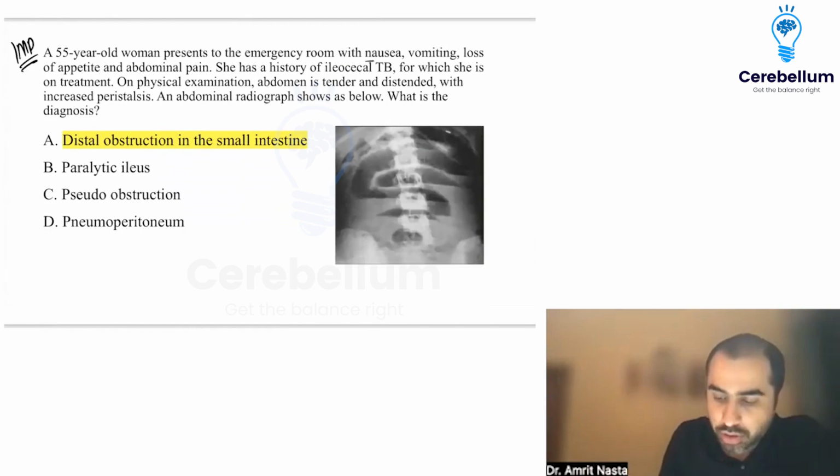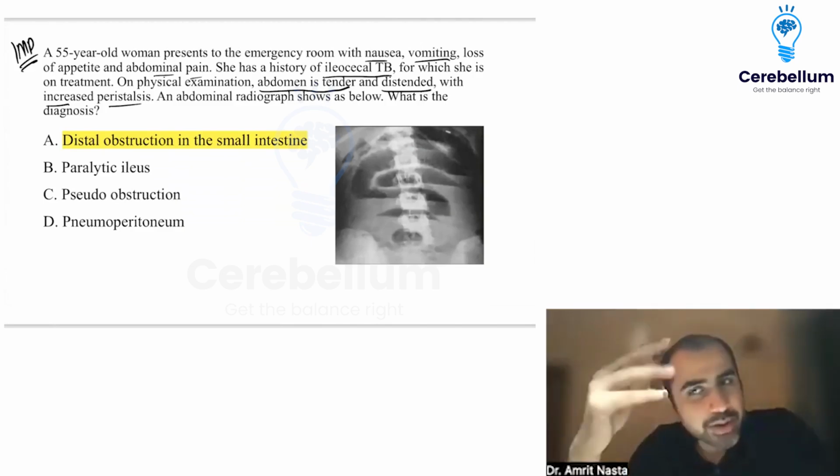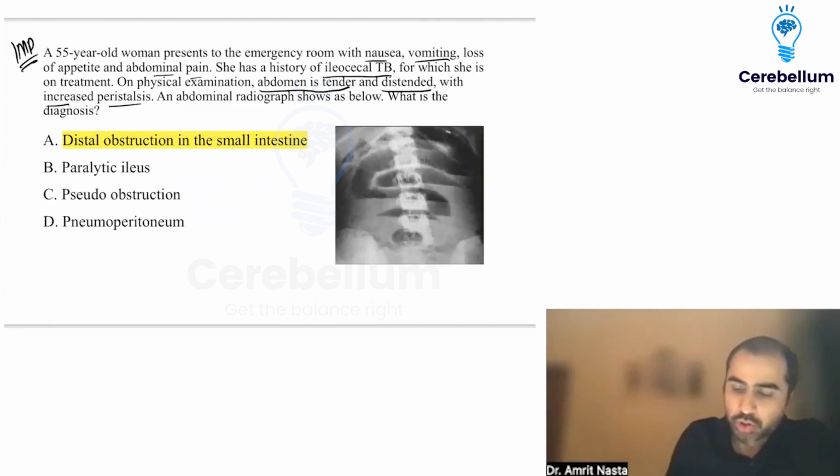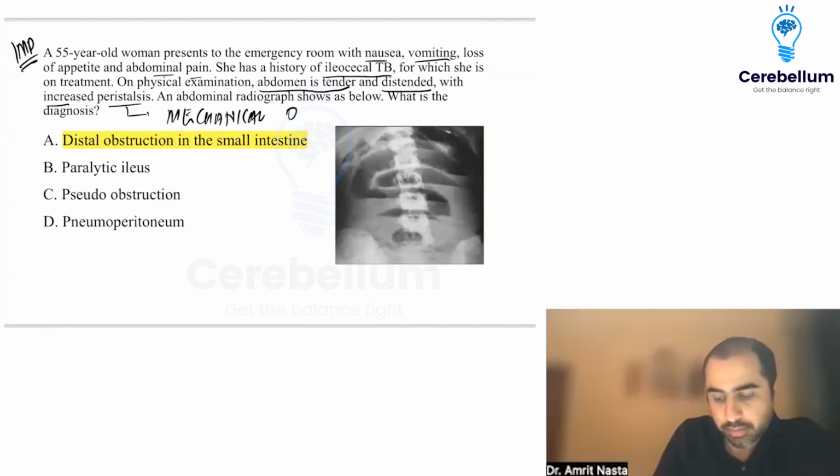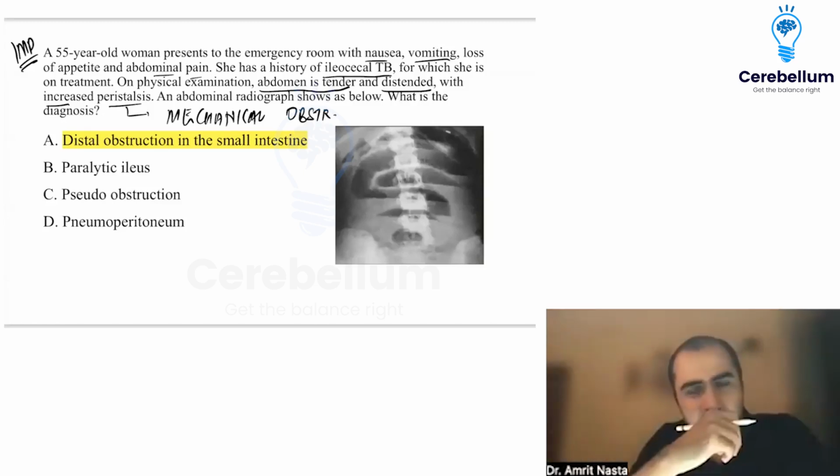Woman presents with nausea, vomiting, loss of appetite, abdominal pain with history of ileocecal TB. Abdomen is distended. It is tender. There is increased peristalsis. Bina X-ray also you can give diagnosis. So distended with hyperperistalsis means she is having a mechanical block. This means she is having mechanical obstruction. And she has history of tuberculosis. What's the connection between TB and mechanical obstruction?